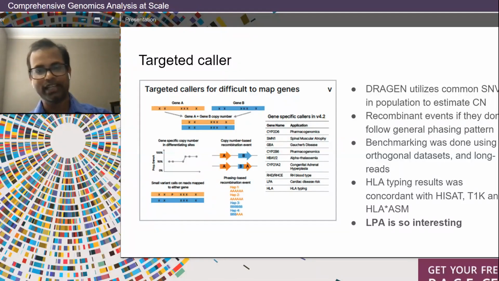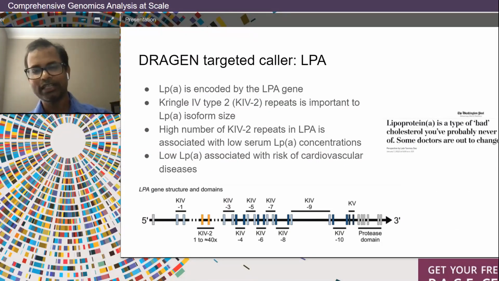And the last one, the LPA caller, was pretty interesting. We have been studying LPA for some time using the DRAGEN LPA caller. So let me talk a little about the LPA. This LPA gene is very important because the particle called Lp(a), the lipoprotein, is encoded by the LPA gene.